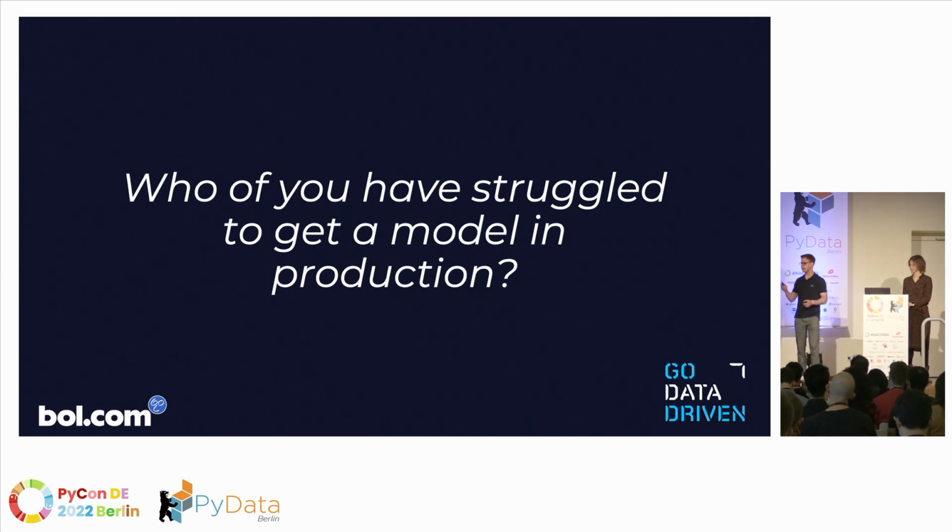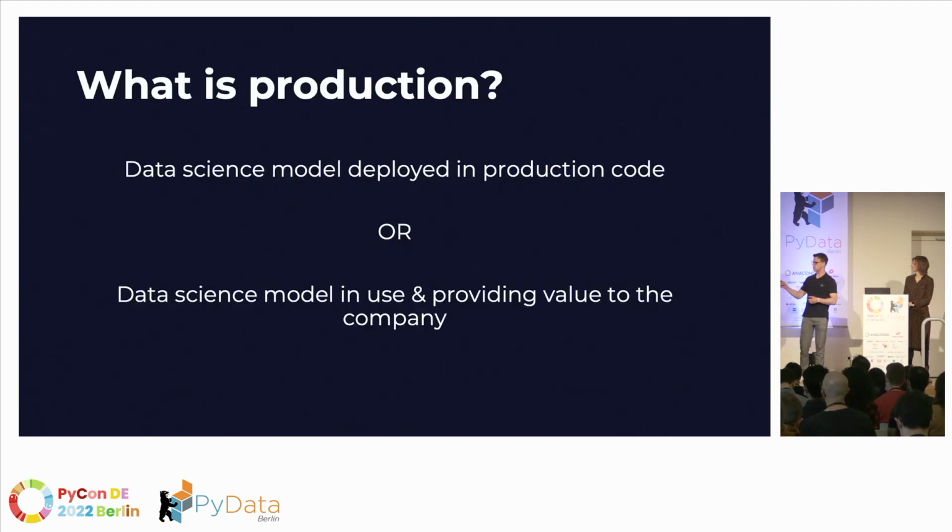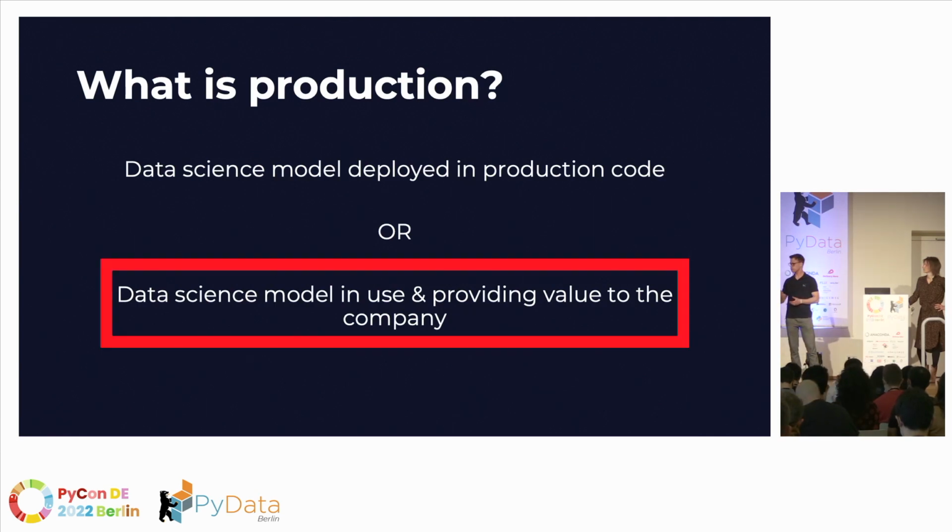But I think before we can really answer this question, we need to define what we actually mean with production. And I think there are two kinds of production that you can talk about. On one hand, you have a data science model that's deployed and running somewhere on some infrastructure, and it's accessible. And on the other hand, you can have a data science model that's actually being used by a user, and that's providing value to the company. And in this talk, we're talking about the second thing. So given that we have a model, given that it's running on some production-ready infrastructure, how can we actually get the user to be willing to use it?